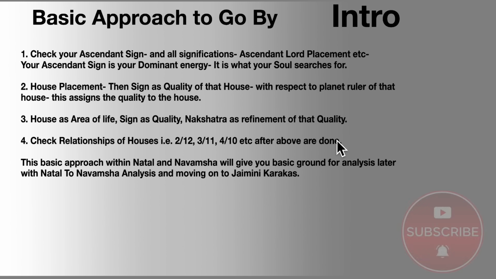Now we shall be taking a recap of all the 12 basic signs of zodiac, starting with Aries and going up till Pisces. This is an introduction to it.